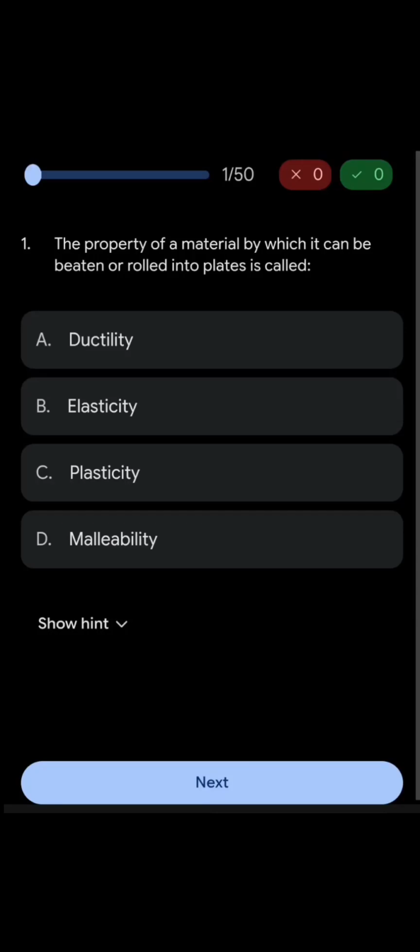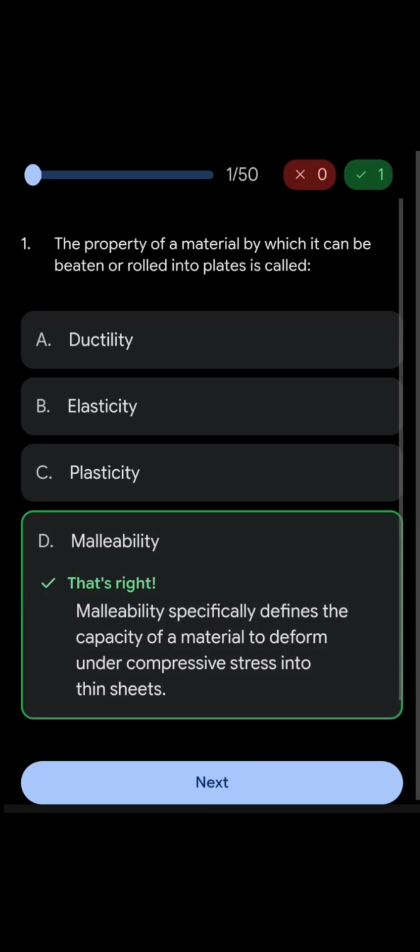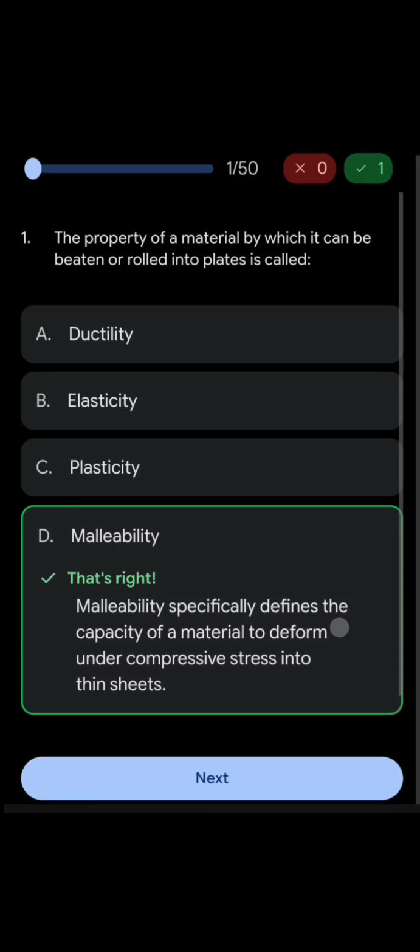Lab assistant, mechanical engineering, important expected questions. The property of a material by which it can be beaten or rolled into plates is called malleability.